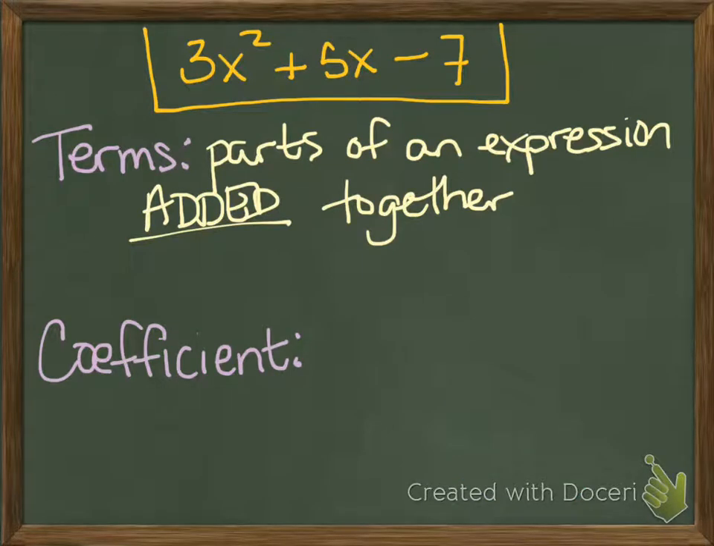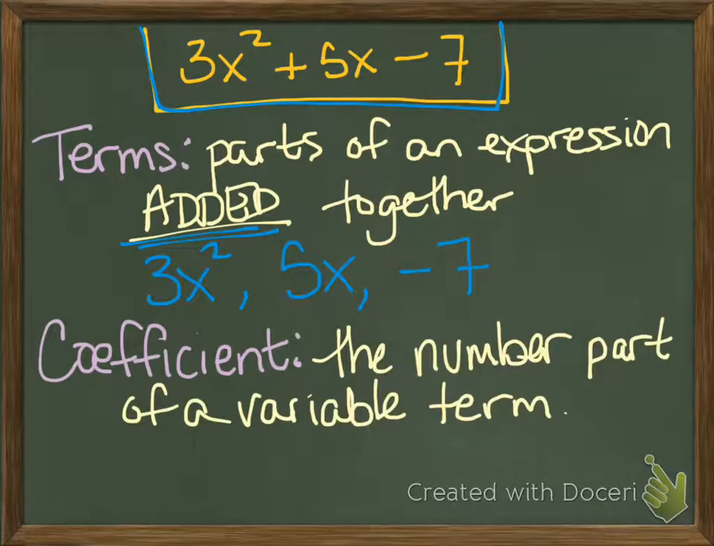Terms. Terms are the parts of an expression that are added together. Now it's key that you remember that they have to be added together. So looking at this example at the top, the terms would be 3x squared. The next term would be 5x. And if it's got to be added together, remember subtraction is simply adding the opposite. So this is actually plus a negative 7, so our third term would be negative 7.